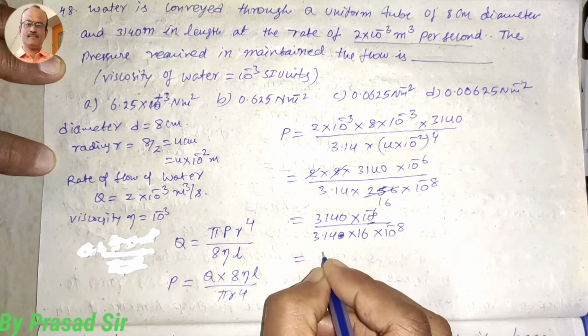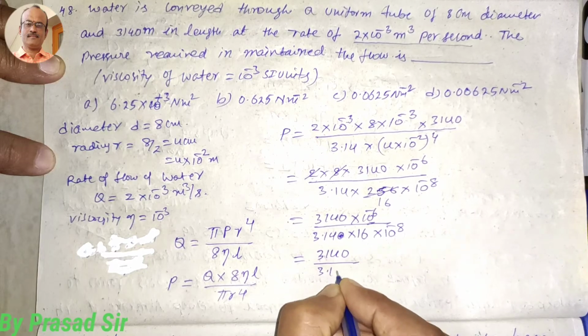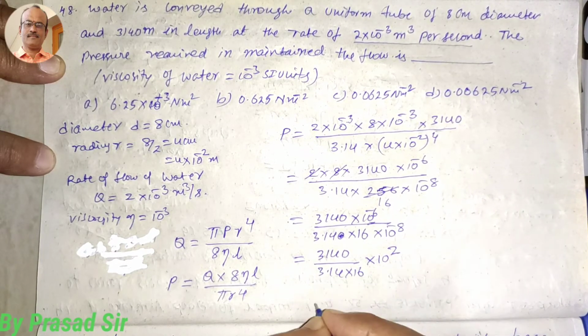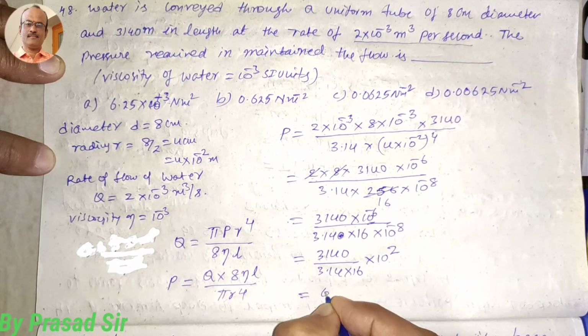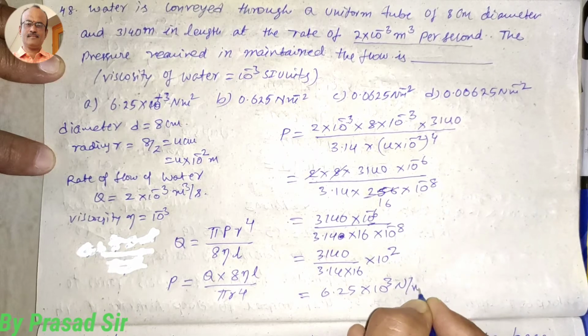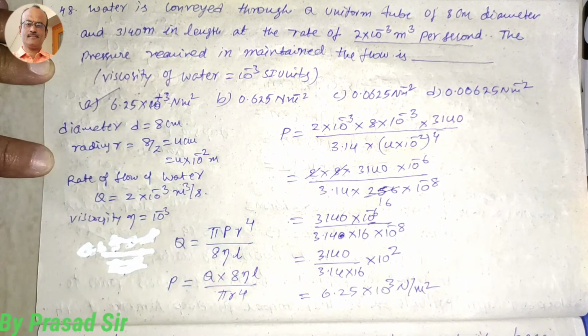So here 3140 divided by 314 into 16 into 10 square. On calculation of this one we are getting 6.25 into 10 to the power of 3 Newton per meter square. So what is the option for this one here? A is the option.